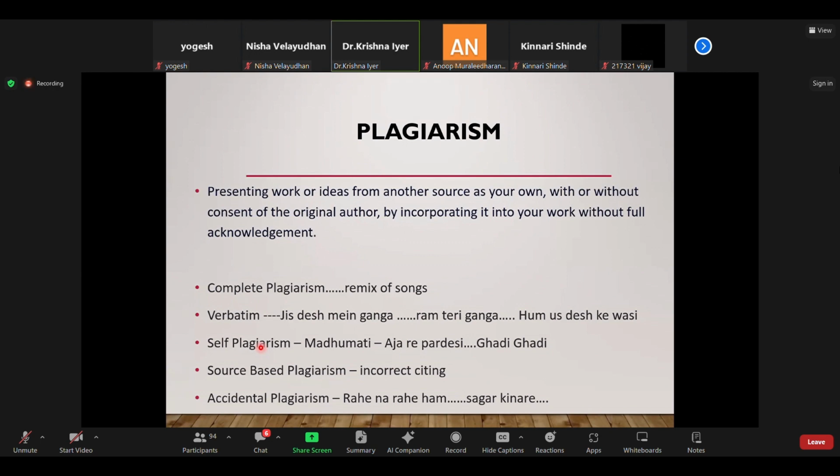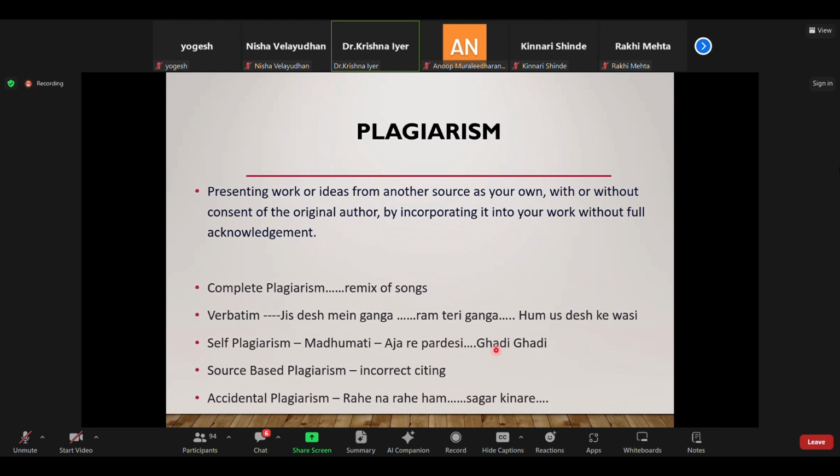And therefore, even you yourself don't have the right to take stuff from your own paper and put it in another paper. Okay, an example of this type would be if you listen to the two songs, Aaja Re Pardesi and Ghadi Ghadi Mera Dil Dhadke in Madhumati. In the second song, Ghadi Ghadi, there is a small part where the tune of Aaja Re Pardesi is part of the Antara. Okay, so here the same musician has used his own piece of music in another song.